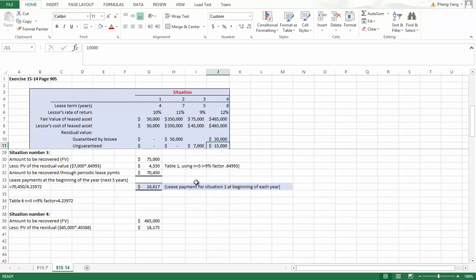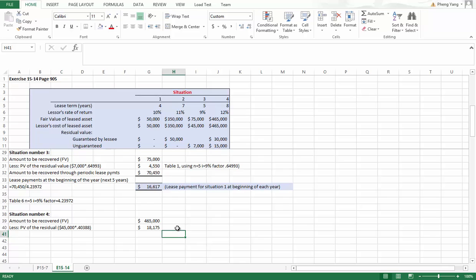So if an amount is unguaranteed by the lessee, the amount of that 15,000 is going to be recovered from either selling, releasing, or otherwise obtaining value from the asset when it reverts back to the lessor. So those are the situations that they would have to do. However, they need to do it to get that asset back to that $45,000 residual value.